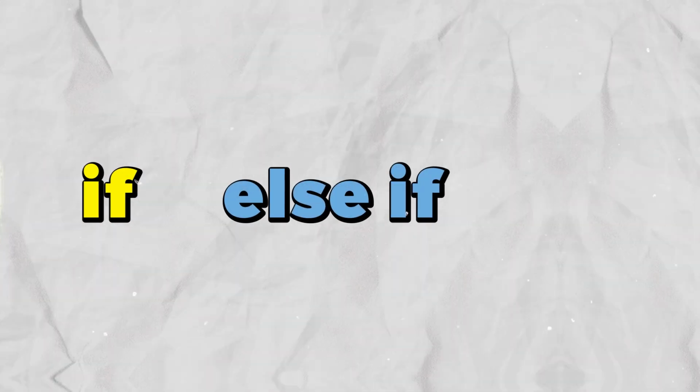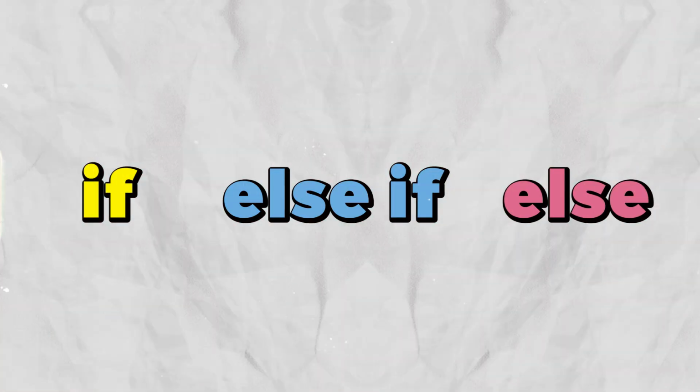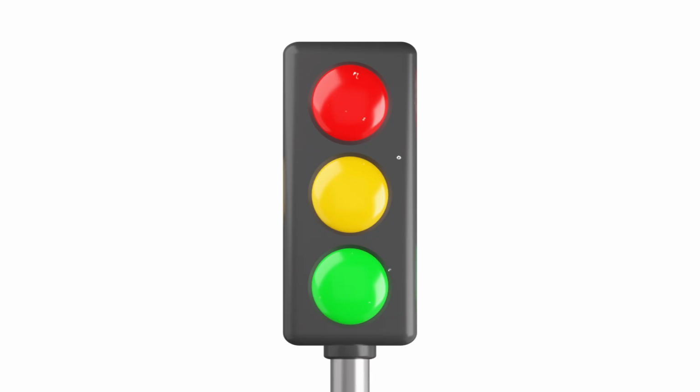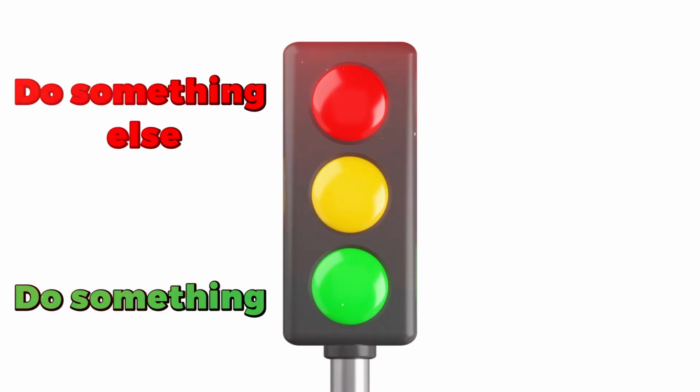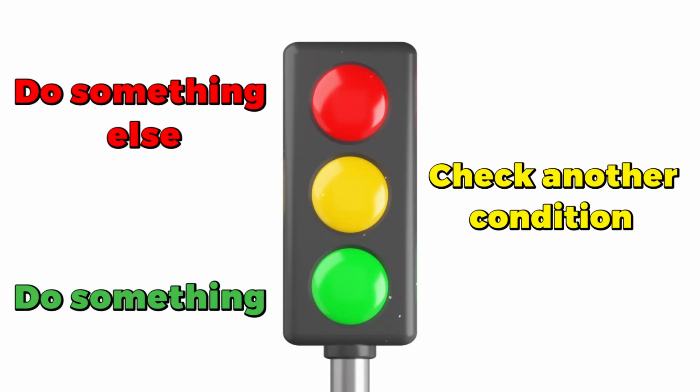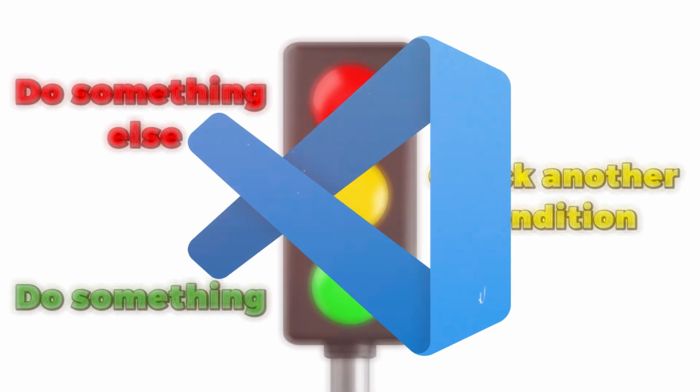In JavaScript, we use if, else if, and else to create conditions. Think of it like a traffic light. For example, green light means do something, red light means do something else, and yellow light means check another condition. So let's see it practically in Visual Studio Code.